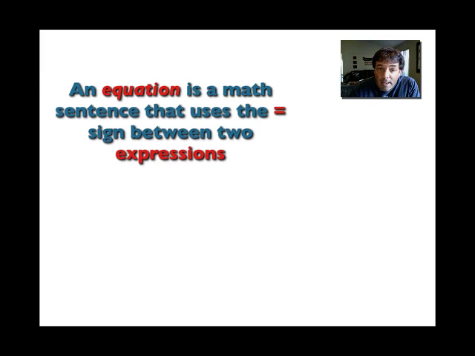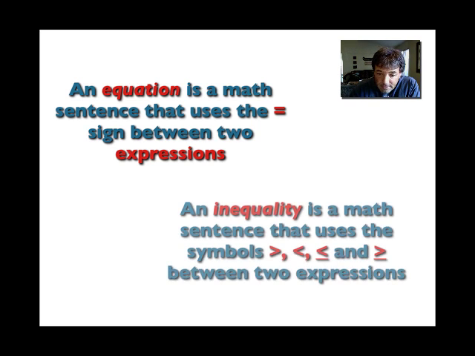Okay, an equation is just a math sentence that has an equal sign between two expressions. You know what an equation is, like x plus 1 equals 3. So we're basically going to be taking word sentences and turning them into number sentences or algebraic expressions by using an equal sign. We're also going to be making inequalities.